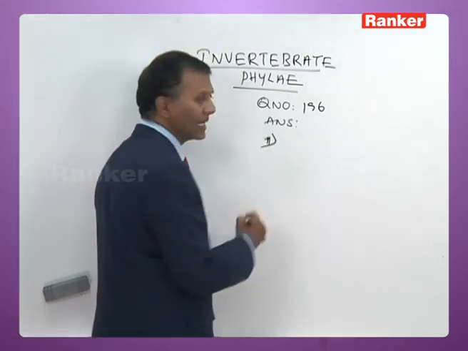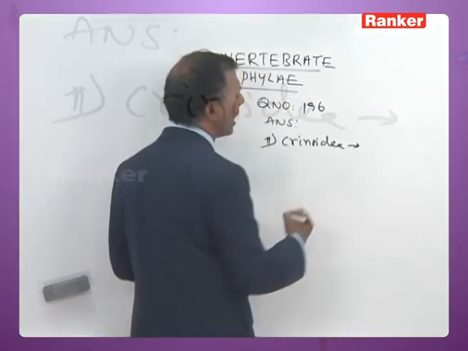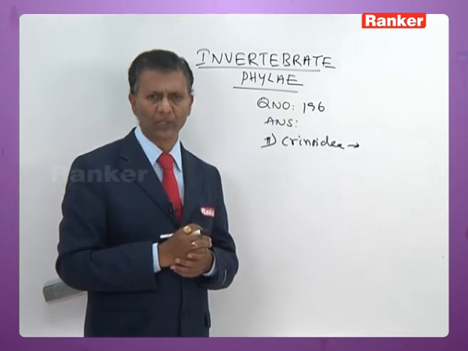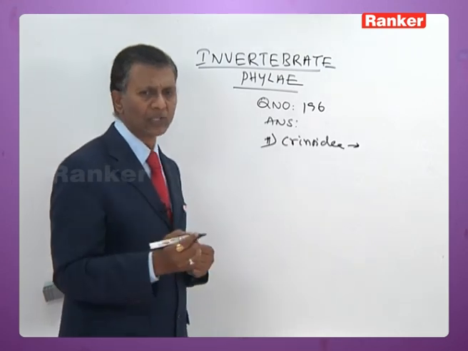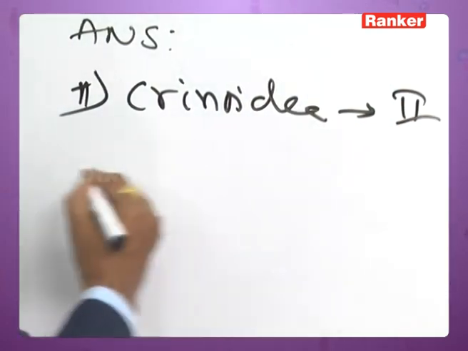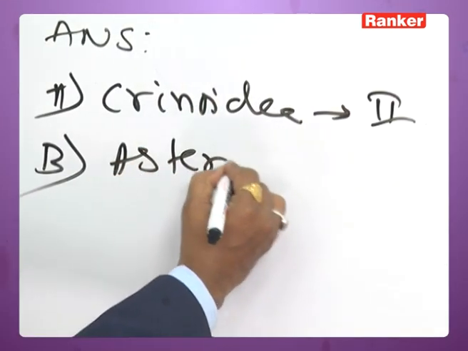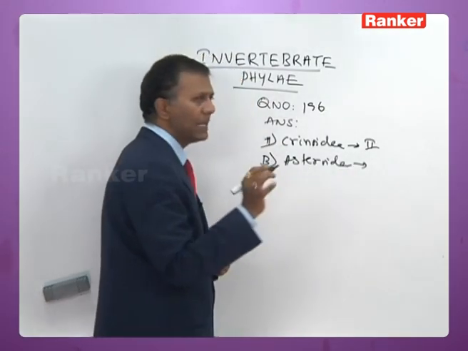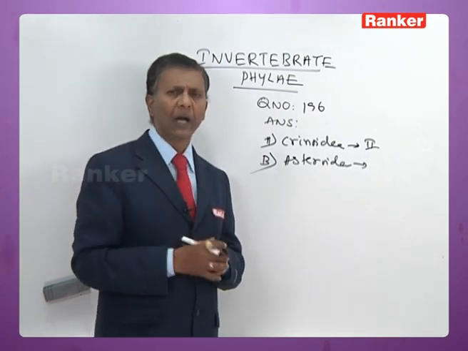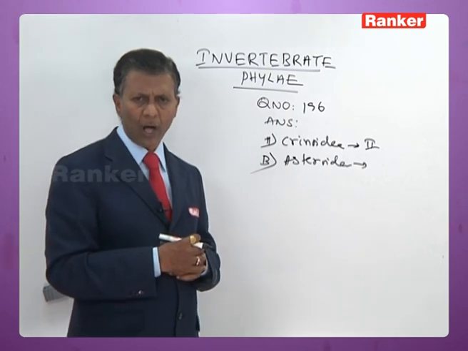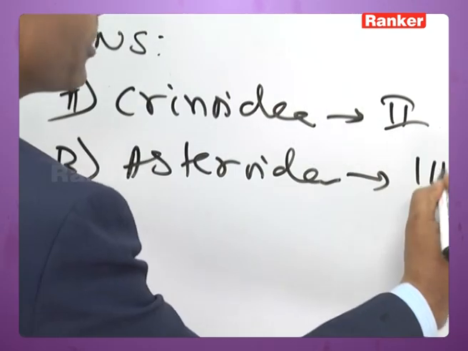First one, it says Crinoidea. In Crinoidea, arms are biramous with pinnules, small leaflet-like projections called pinnules, in sea lilies and feather stars. So the second option is correct. So A2. Now B, Asteroidea. In Asteroidea, arms are not clearly demarcated from the central disc, and the ambulacral grooves are open. So the third option is correct.